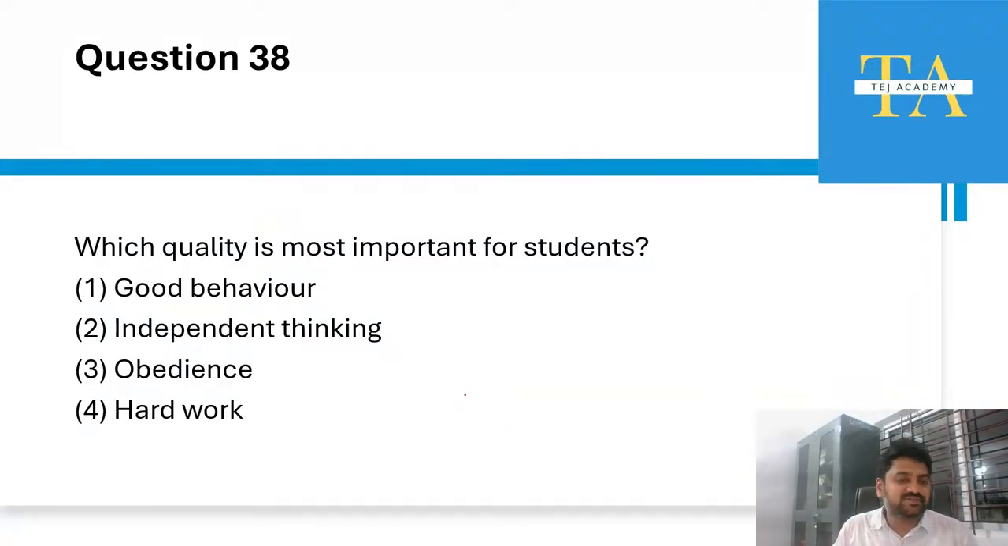Question number 38. Which quality is most important for students? Multiple times this was asked in previous year questions. Good behavior, independent thinking, obedience, hard working. Most important is independent thinking. Yes, you are correct. Independent thinking.